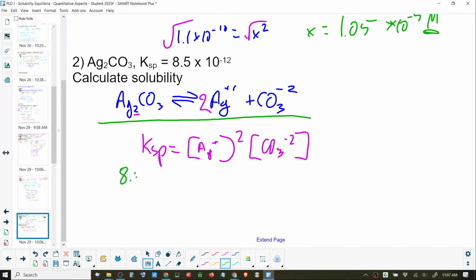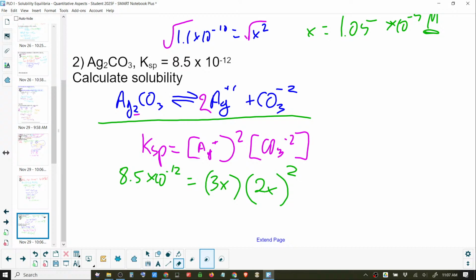8.5 times 10 to the negative 12 equals the concentration, 3x close, times a new bracket, 2x close squared. Yeah, why 3x? Because of this here. I got the answer that we got.